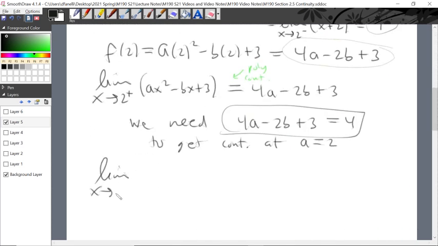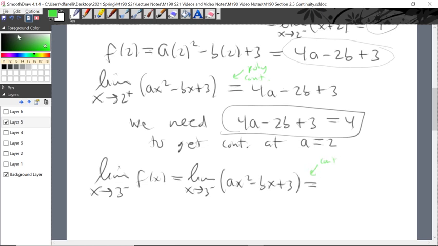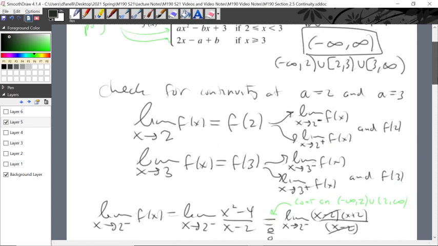So we have the limit as x approaches 3 from the left of f of x. That puts us on this piece. So that would be the limit as x approaches 3 from the left of ax squared minus bx plus 3. And that's going to be, well, we can use continuity here again because this is a polynomial. So this is going to be 3 squared is 9, right? So 9a minus 3b plus 3 as x approaches 3 from the left.